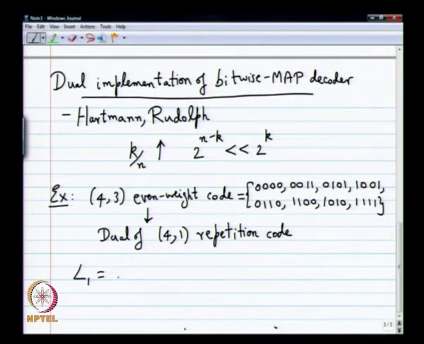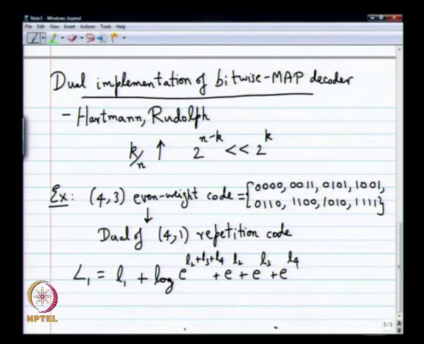Okay, so it is basically going to be L1 plus what will be the extrinsic term? You have to take the logarithm of these e power products, right. So, it is going to be e power L2 plus L3 plus L4, plus e power L2 plus e power L3 plus e power L4. Is that okay? Everyone agrees with the numerator?